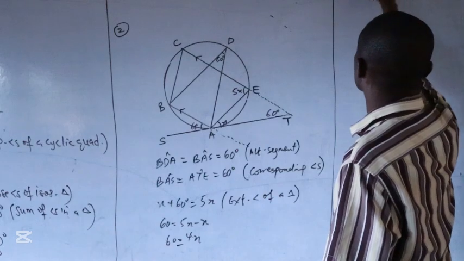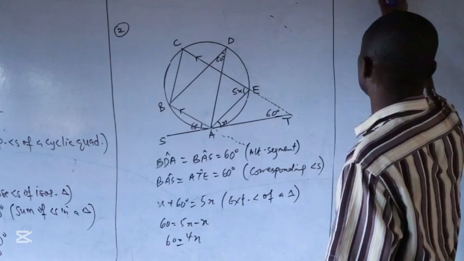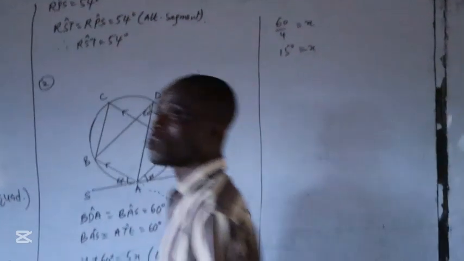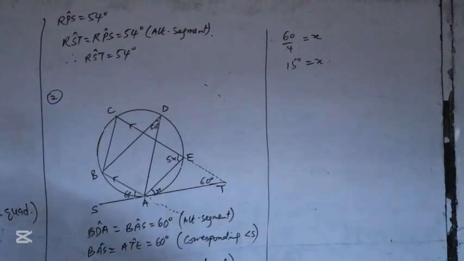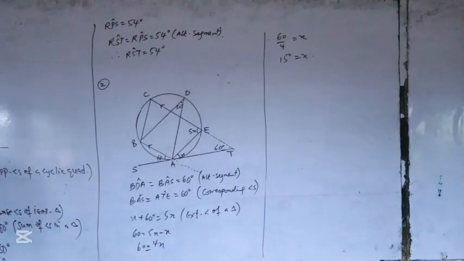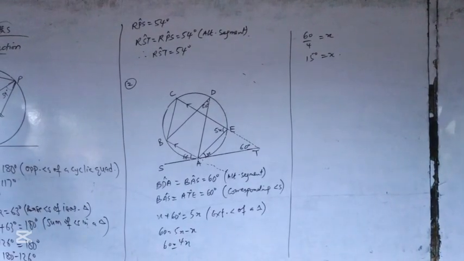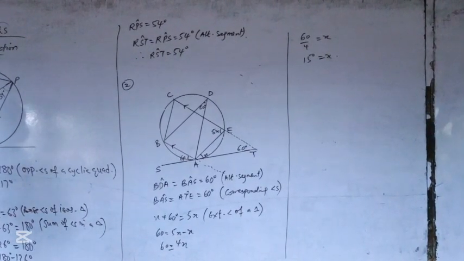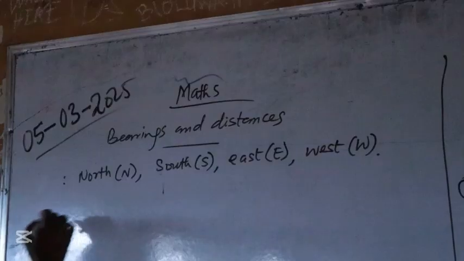60 all over 4 is equals to x. Then we have 15 degree equals x. That is what we are looking for. 15 is equals to x. I hope it is clear. So that is how far we can go on this circle geometry.